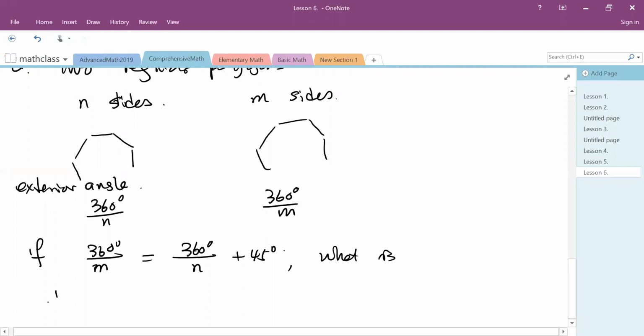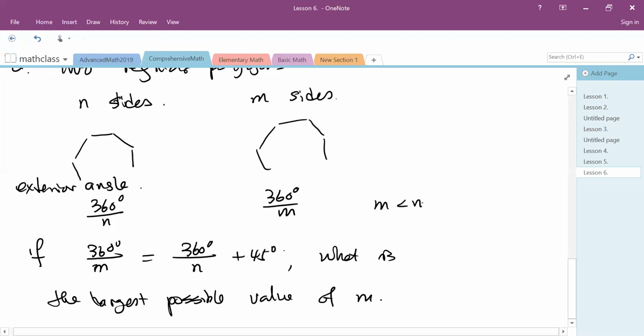What is the largest possible value of m? I think, hold on, look at this problem. Which should be larger? I think m is going to be smaller than n. Otherwise, it's not large, right? M is smaller than n.